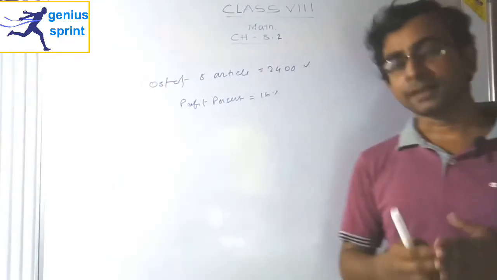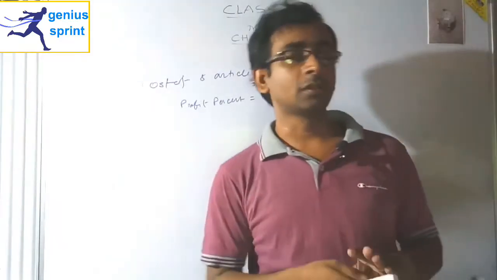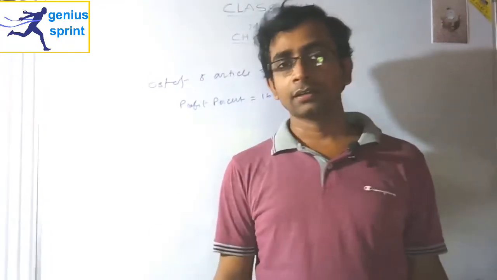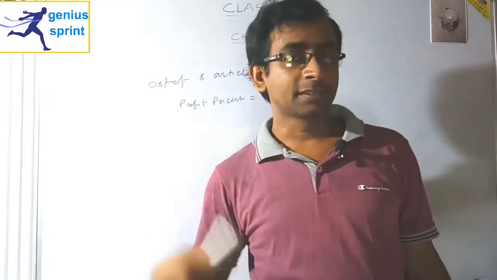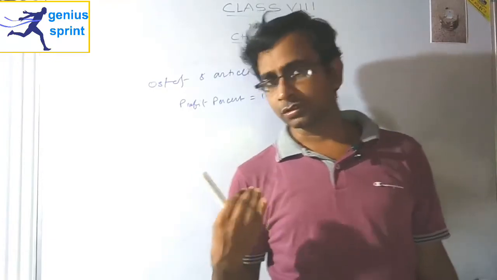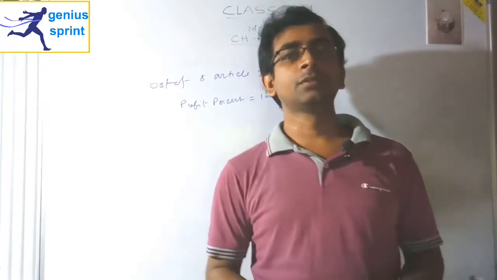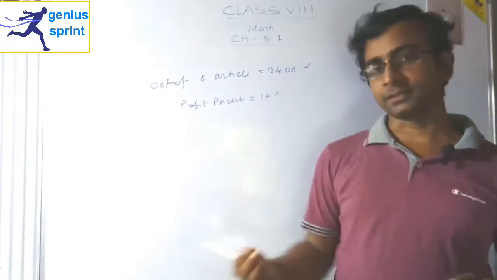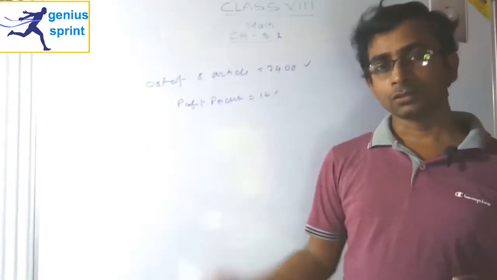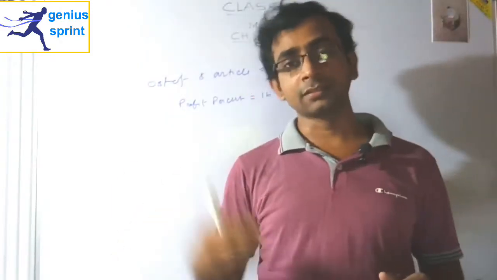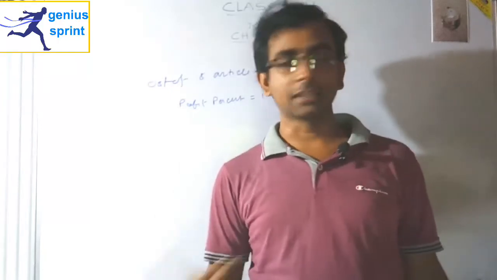See, suppose you bought an article with rupees 100, and you want to sell it at 10% profit. Then first of all you have to calculate 10% of 100. It should give you 10. Yes, 10% of 100 is equal to 10. So if you want to take 10% profit, then you have to sell this article at 110. So then you will get this 10% profit.